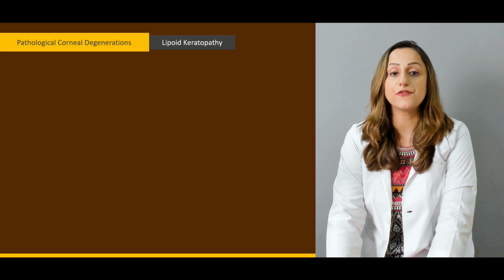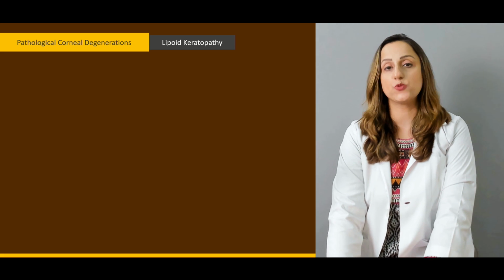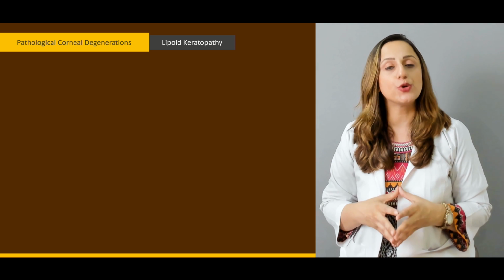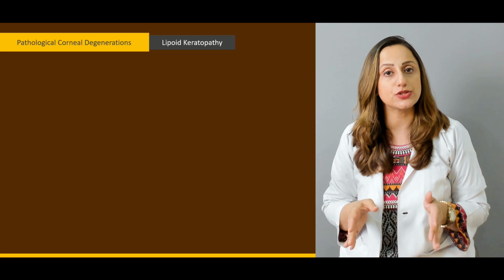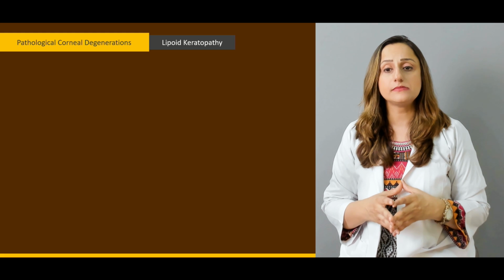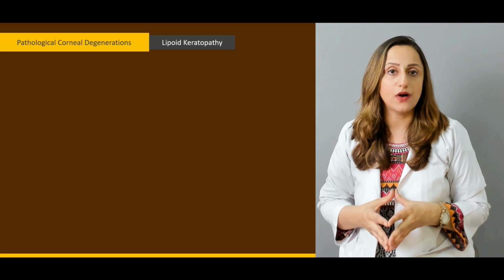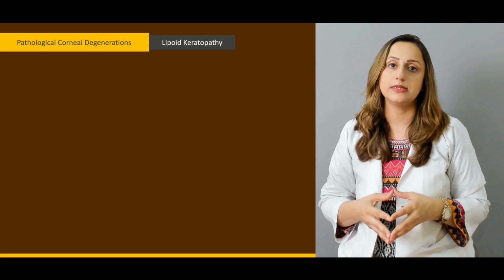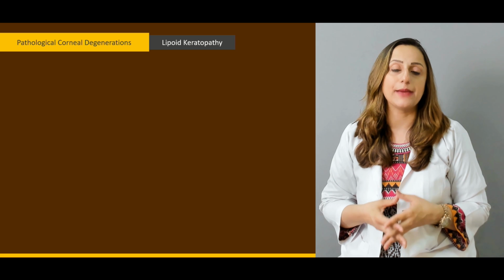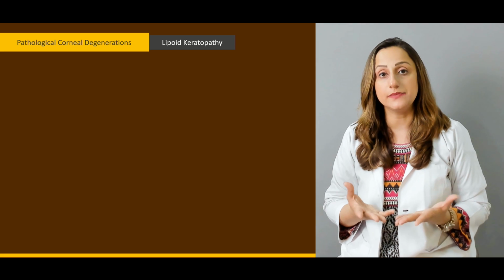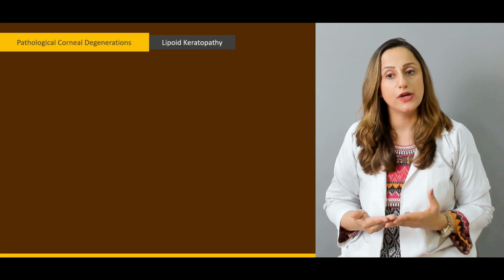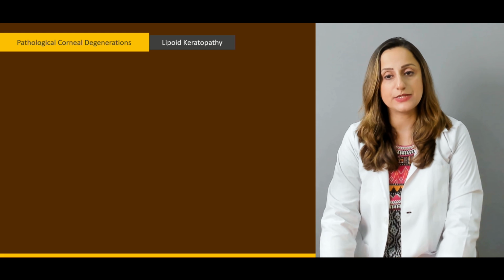And finally, we have the pathological corneal degenerations. Once we are done with the age-related corneal degenerations, you should know that there is another group of degenerations related to systemic pathologies. The most notorious of these is lipoid keratopathy. It is the lipid deposition which can occur in states of hyperlipidemia, hypercholesterolemia, or even chronic renal failure, resulting in lipid keratopathy in these patients.